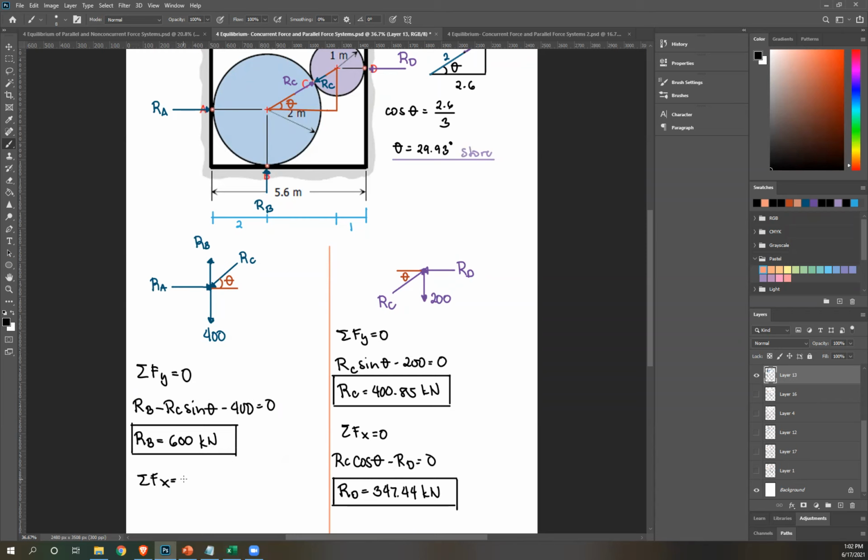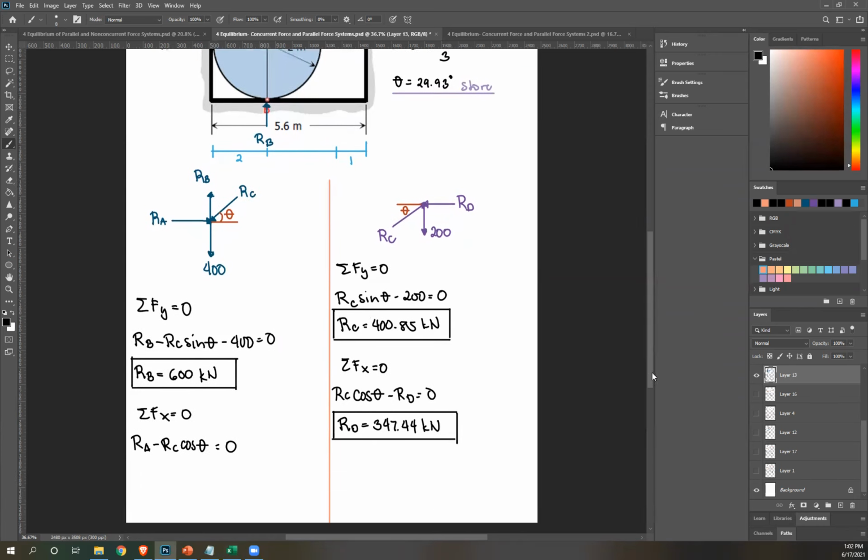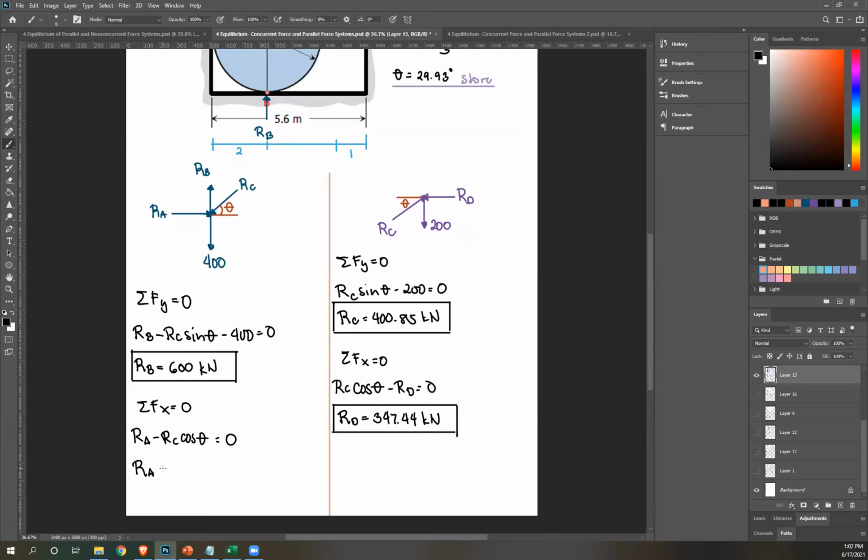And then lastly, summation of forces x equals 0, RA to the right, RC to the left, RC cosine theta equals 0. Please solve what's RA. We can start with either RA or RC. You can start with FX or FY. Correct, it's 347. So correct, Gian.